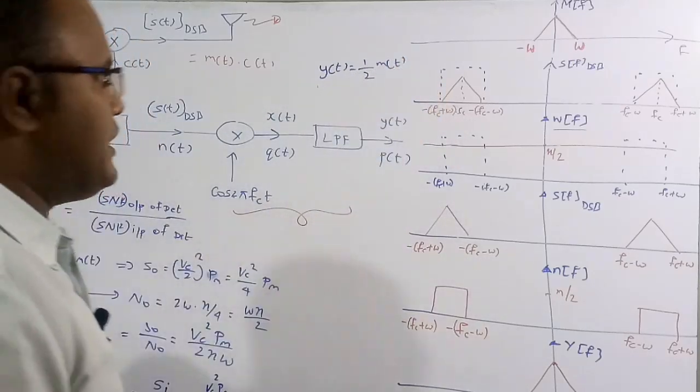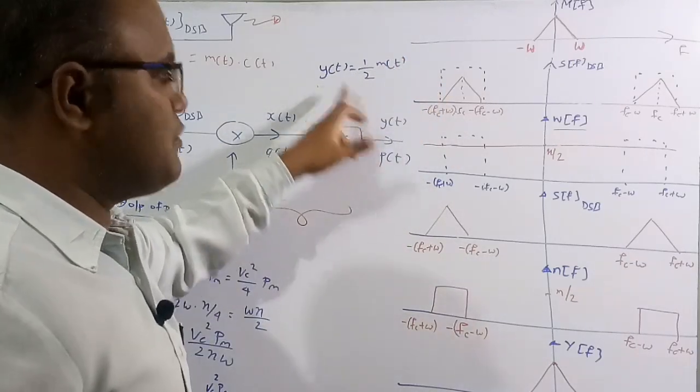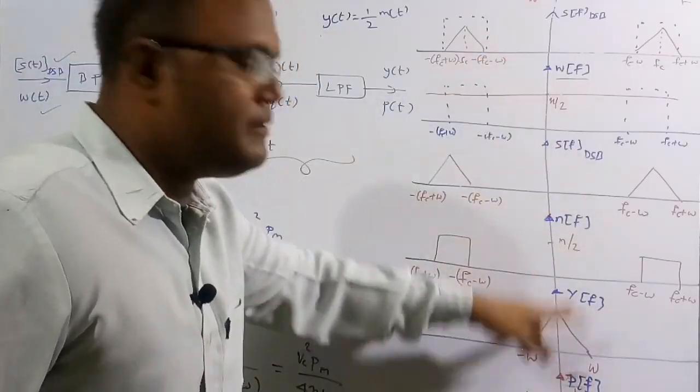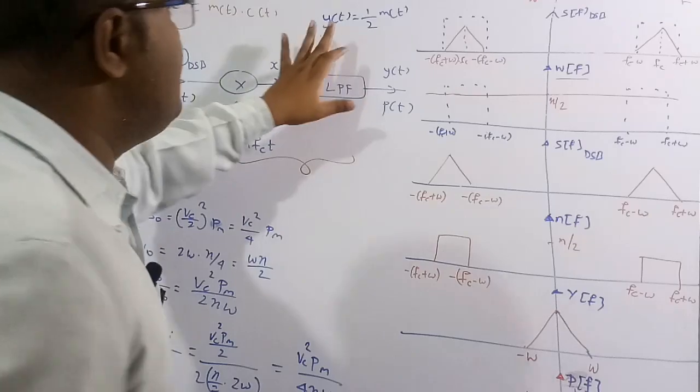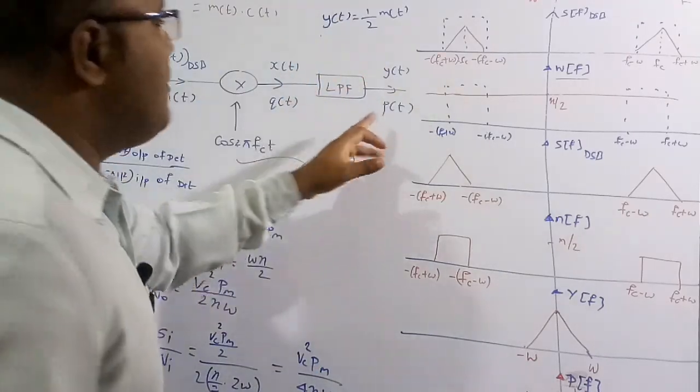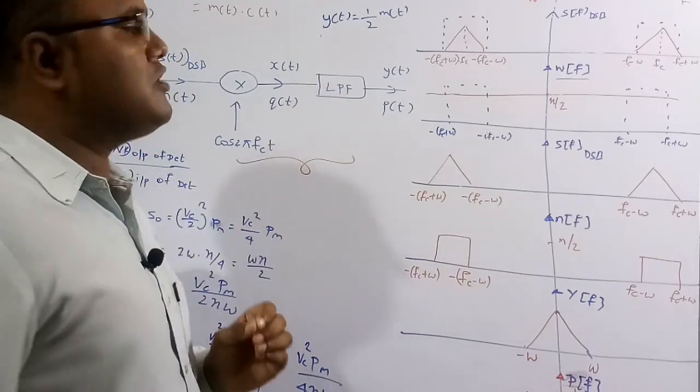So if I know the Fourier transform, the frequency domain of Y of f, this is what I am going to get: the same thing, but as some scalar multiple of the message signal. So that is the principle of demodulation. We have to get back the same original message signal, but there is also a small amount of noise present.